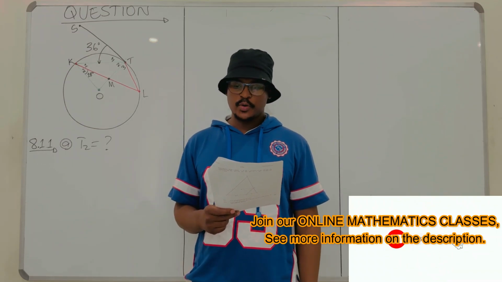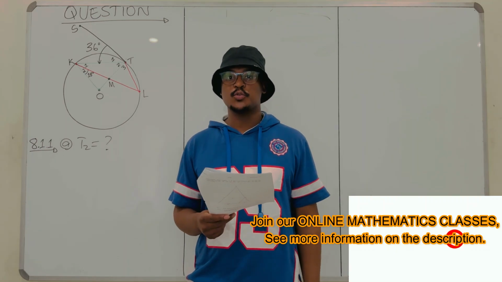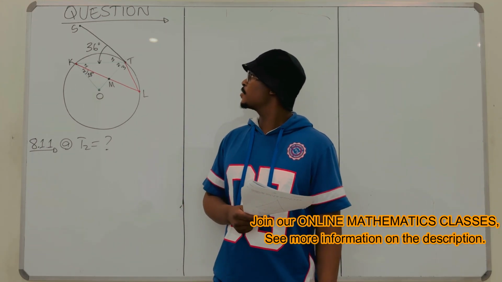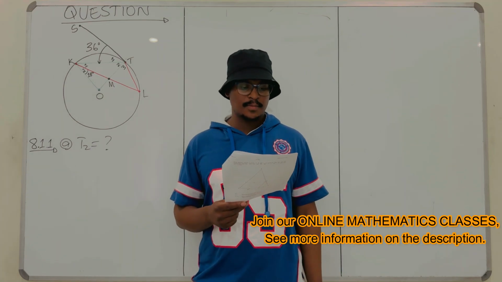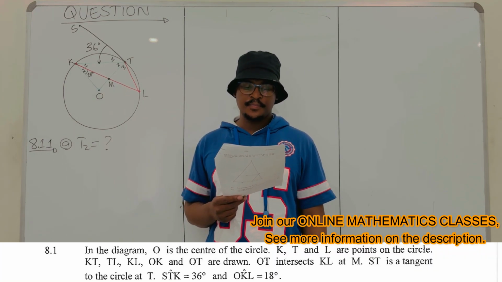So in this video we're doing question 8 of May, June 2023, question paper mathematics paper 2. And the topic is cyclic geometry, as you can see over here, or Euclidean geometry if you want to call it. So let's go. At 8.1 they're saying in the diagram O is the center of the circle.